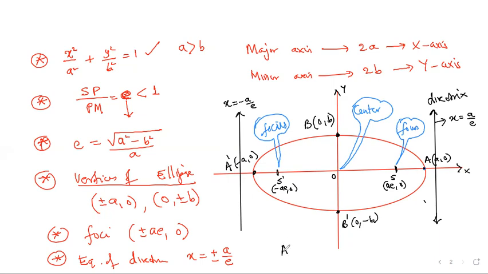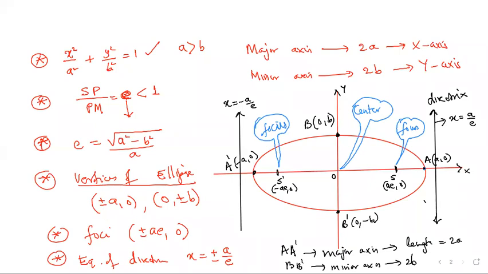Then A A dash is called the major axis, and B B dash is called the minor axis. The major axis has length 2A and the minor axis has length 2B. I hope you understood this much. Yes, sir. I think I have completed all.